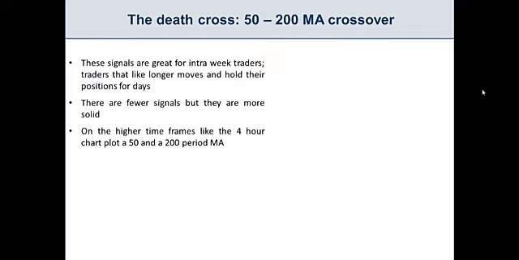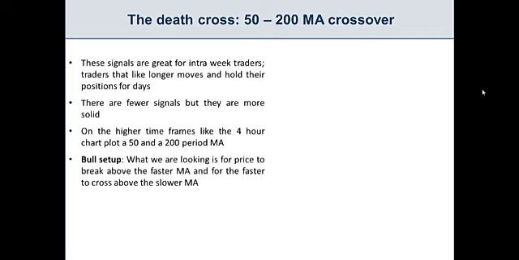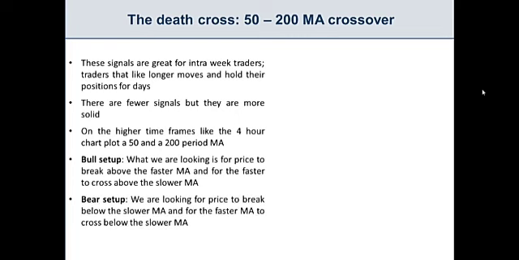For example, on the 4-hour chart, you can plot the 50 and 200 period moving average to look for setups. And the setups are the same. When we are using moving average crossovers, the setups are the same. On a bull setup, we are looking for price to break above the faster moving average, and for the faster moving average to cross above the slower moving average. And on a bear setup, we are looking for price to break below the slower moving average, and for the faster moving average to cross below the slower moving average.